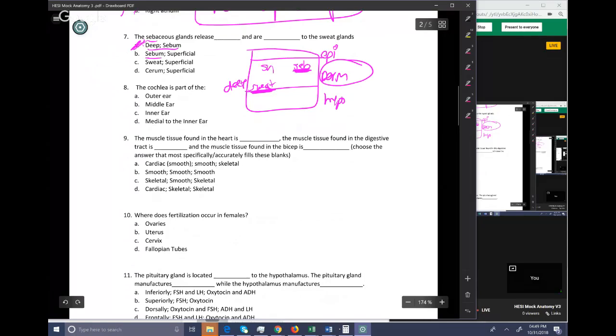You would say that the sebaceous are superficial to the sweat glands. So is superficial the right answer in the second blank? Yes. So they release sebum and they're superficial.